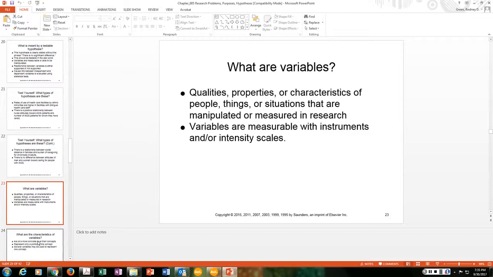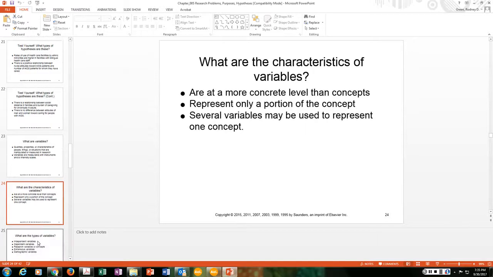What are variables? You are familiar with this from your statistics course. Variables are qualities, properties, or characteristics of people, things, or situations that are manipulated or measured in research. Variables are measurable with instruments and/or intensity scales. What are the characteristics of variables? Variables are at a more concrete level than concepts, right? They represent only a portion of the concept, and several variables may be used to represent one concept.